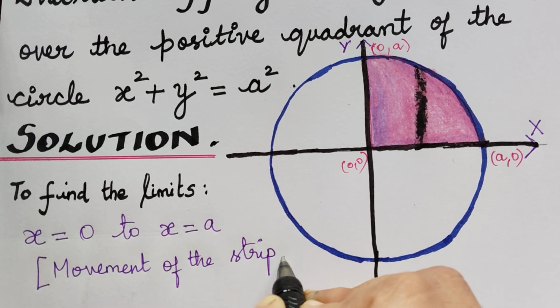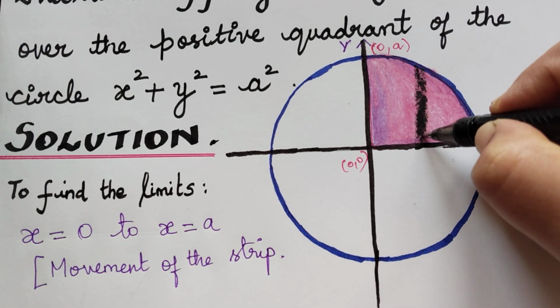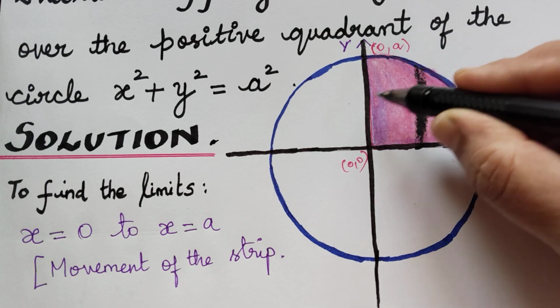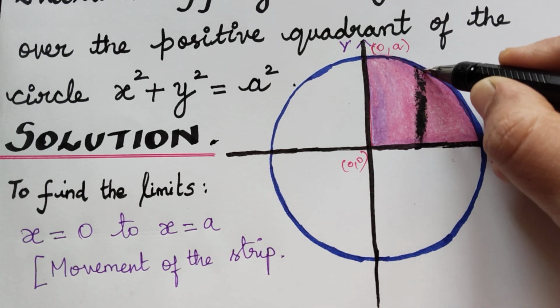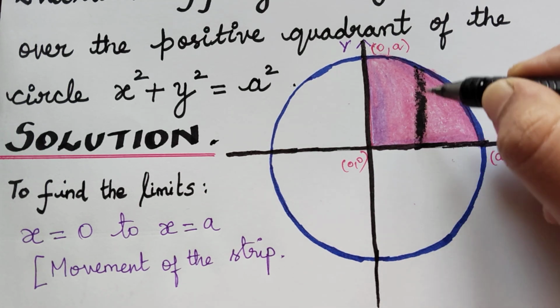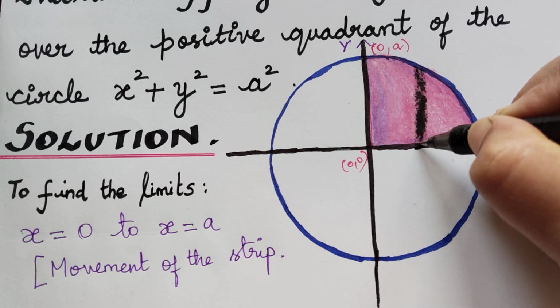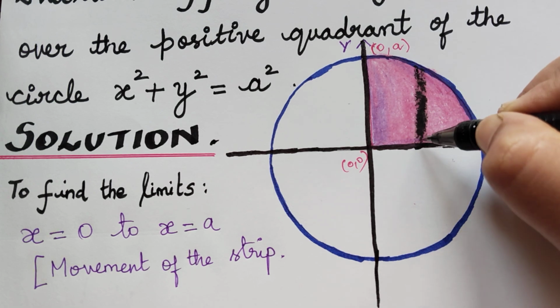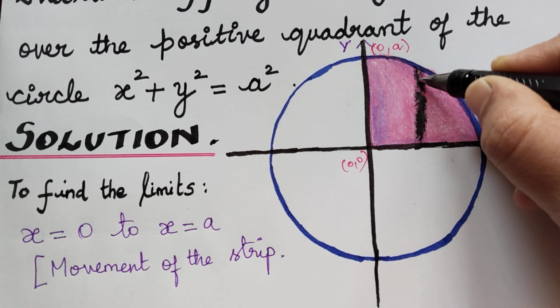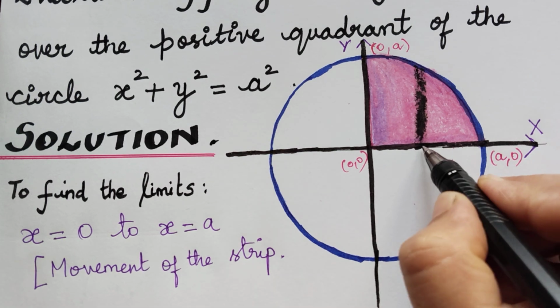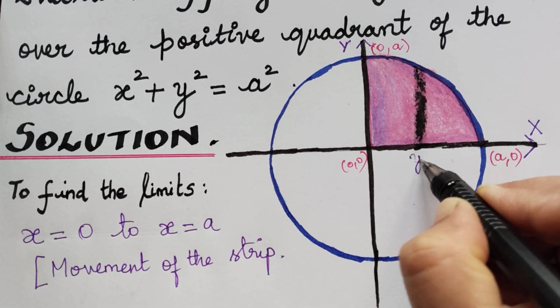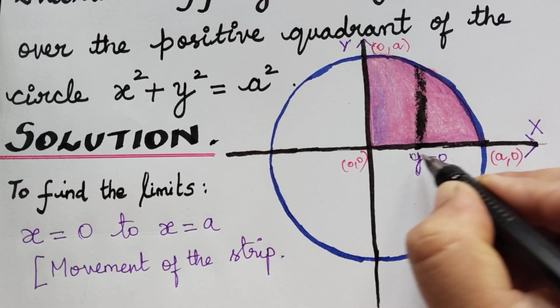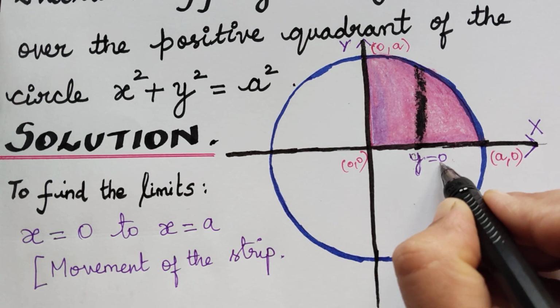Next we have to find the limit for y. Since the strip is vertical, that is it is parallel to y axis, we have to find the limits for y. In order to find the limits for y, it will be the length of the strip. So this is the length of the strip. Now how to evaluate this length? It starts from y is equal to 0 because we know that the equation of this line is y is equal to 0.